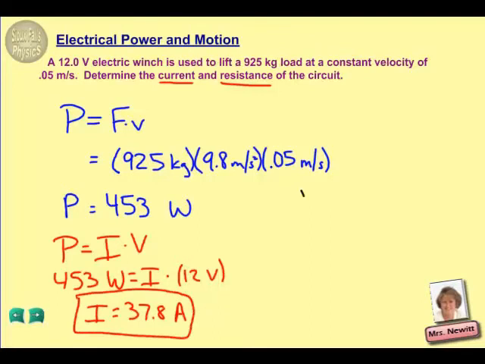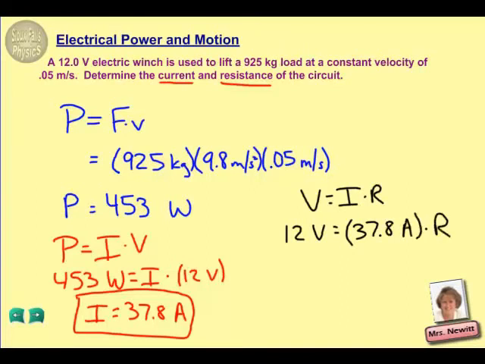Finally, now that we have the current, we can go back to our Ohm's law equation of V equals IR. 12 volts is given. We've just solved the current to be 37.8 amps, and that leaves us with an unknown resistance, which turns out to be 0.32 ohms as the resistance for that load lifted at that given velocity.